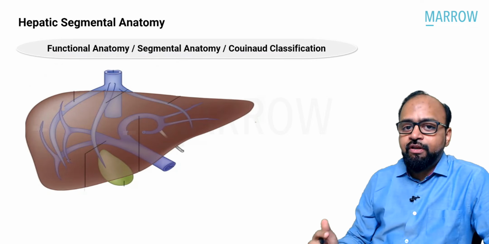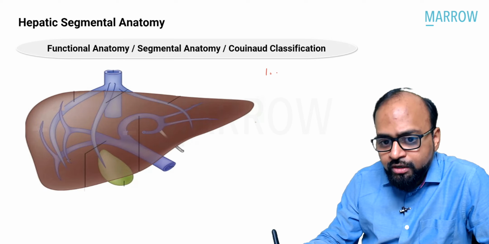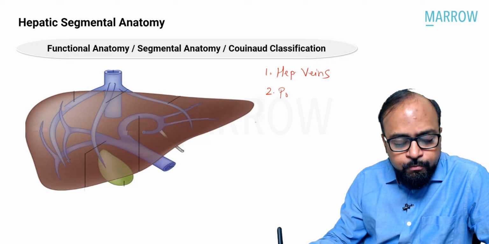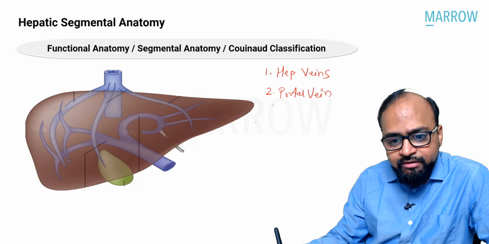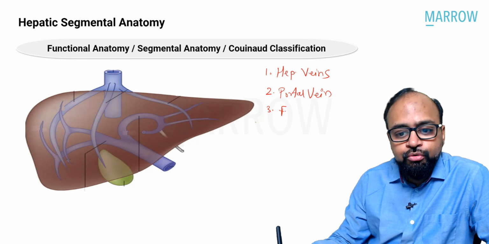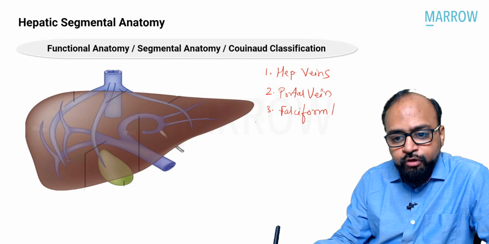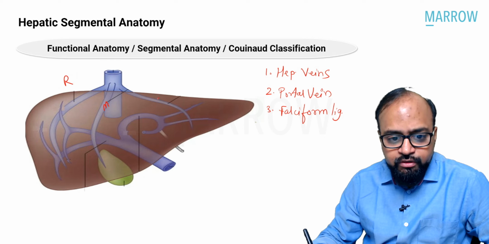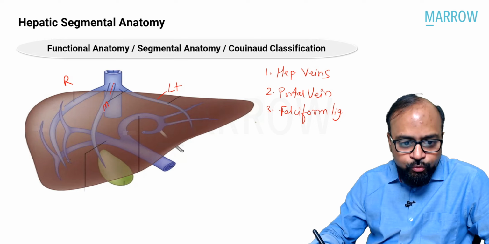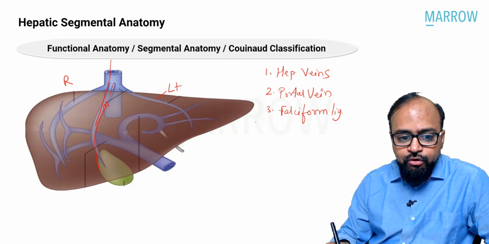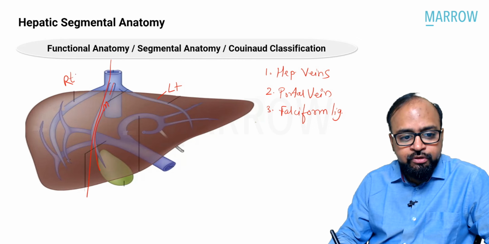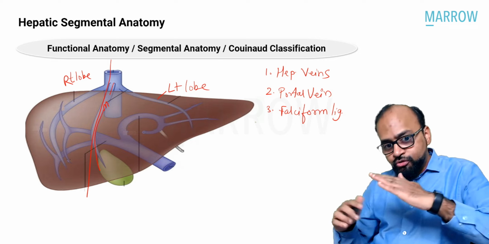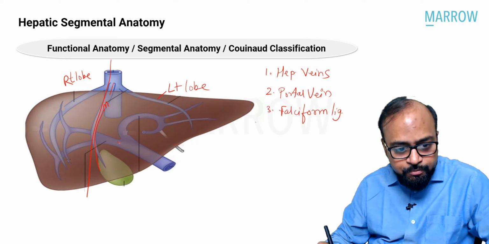Now, what are the structures? Remember, whenever you're trying to divide the liver, you must always look for 3 structures. 1, look for the hepatic veins. 2, look for the portal vein and its branches. And 3, when you're dealing with the left lobe, you look for the falciform ligament. Now see, there are 3 hepatic veins we know. Right hepatic vein, this is the middle hepatic vein, this is the left hepatic vein. So the middle hepatic vein, remember, divides the liver. If I draw a line along the middle hepatic vein, it divides the liver into the right lobe on one side, that is its right, and the left lobe on its left. Now each of these lobes is divided into an upper part and a lower part by the branches of the portal vein.